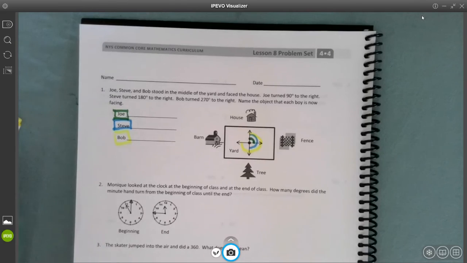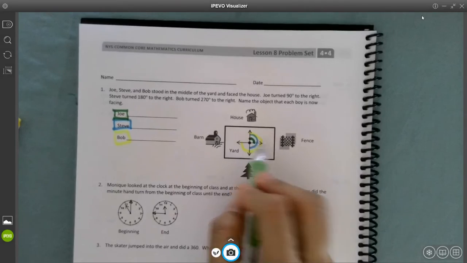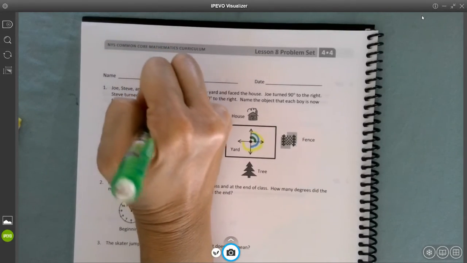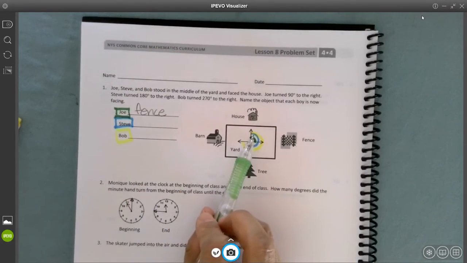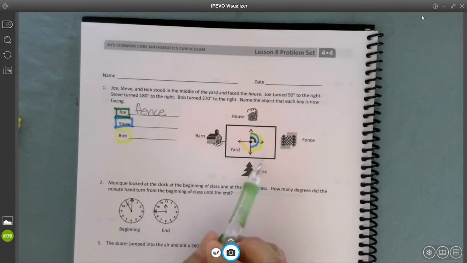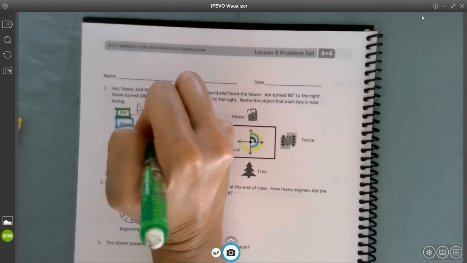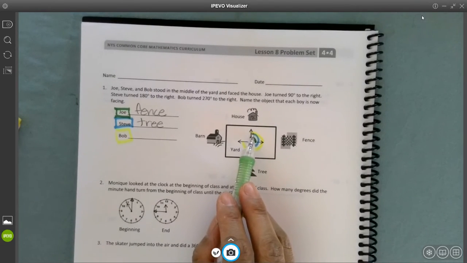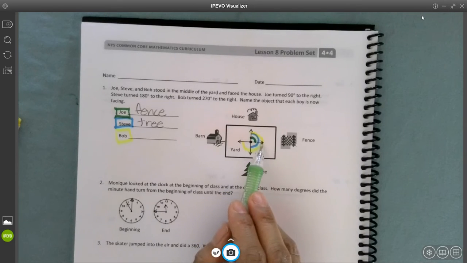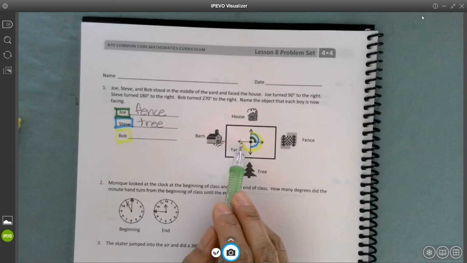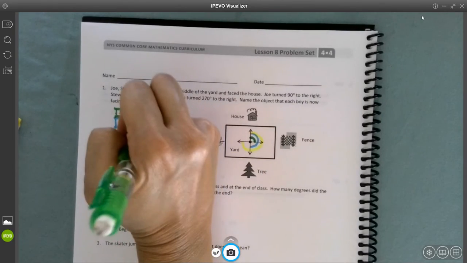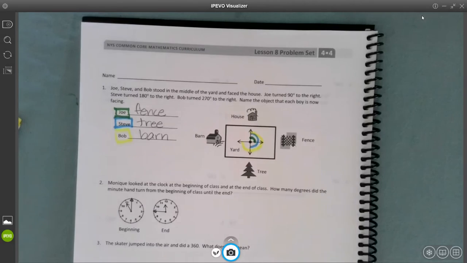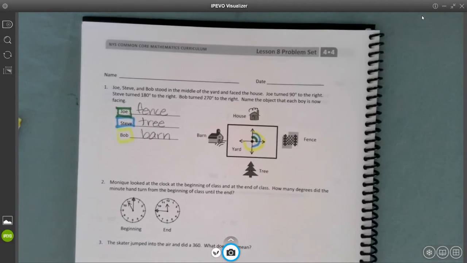Joe, I can see, did this 90-degree turn. He's facing the fence. Steve is in blue. He did 180 degrees. He's now facing the tree. And then let's see, Bob did 3 quarter turns. So he did 90, he did 90, and he did a third 90. He's facing the barn. Okay. So that's number 1.